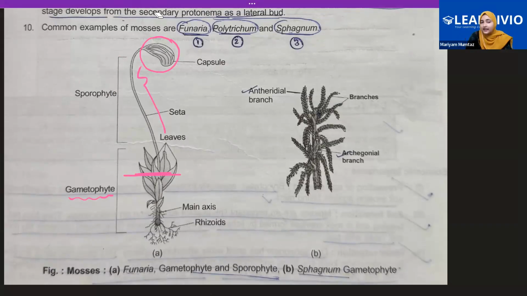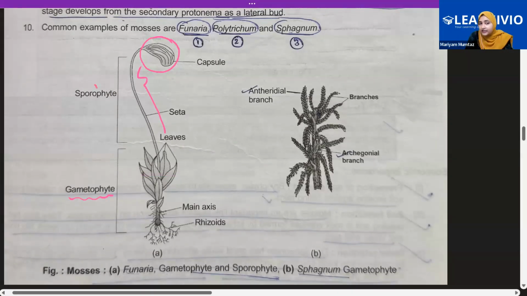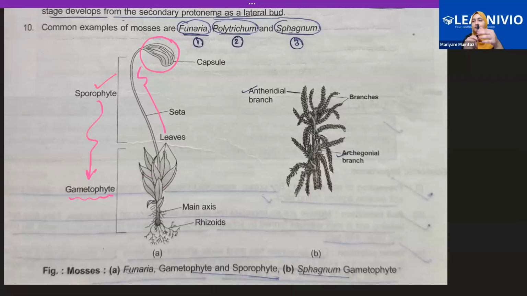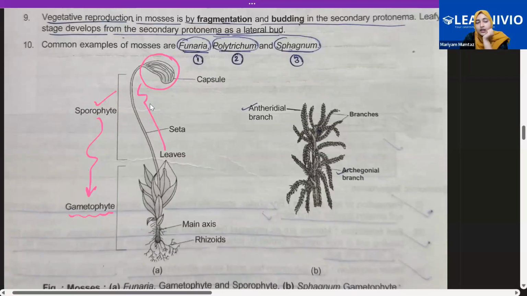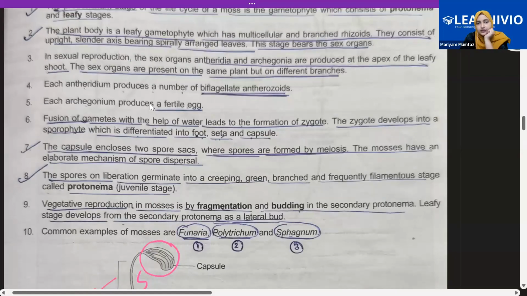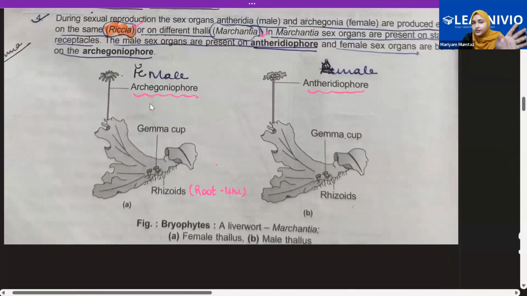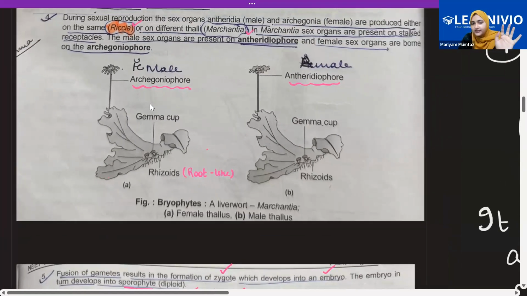Understood? Like I told you, the sporophyte is born on the gametophyte. Meaning, if this is a gametophyte and this is a sporophyte, it will be present on top of it to derive nutrition from it. It's like a parasite, but not that. Clear? So this was about liverworts, which is the first type of bryophytes.